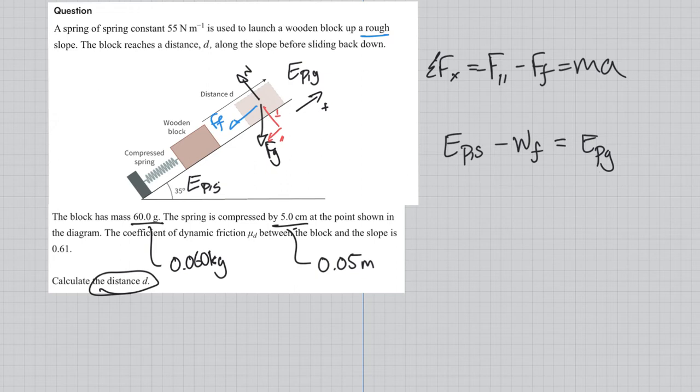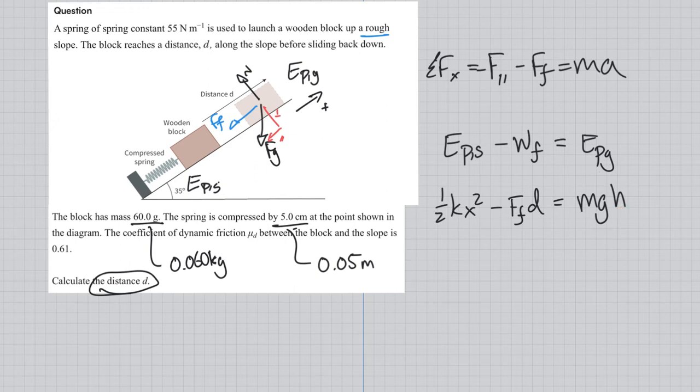Now, as we're going through this question, this is simply going to be 1/2 k x squared minus the force of friction times the distance up the ramp equals mass times gravity times height. So if we look at this question, we know k, that's given here. We know x, that's given here. Distance is what we're solving for. The force of friction, we can solve for. Mass we know, gravity we know, and height we can solve for.